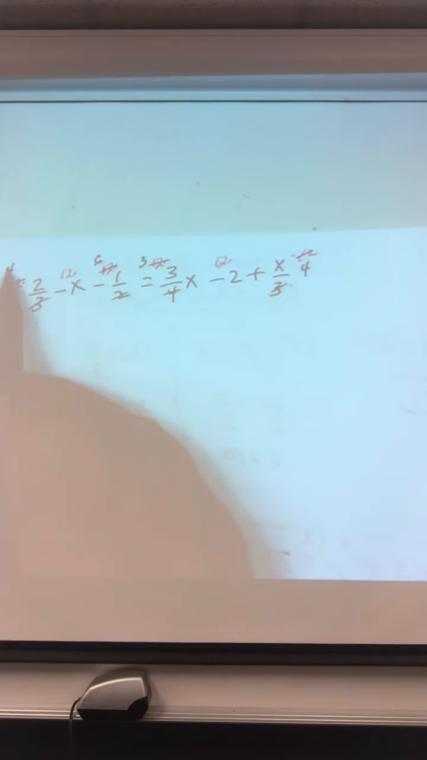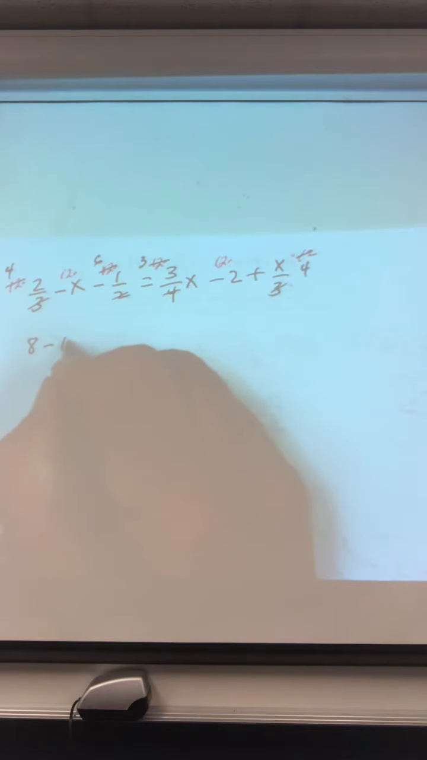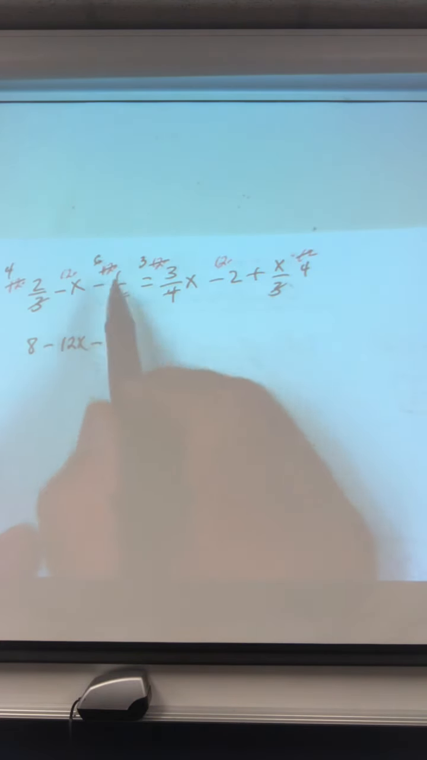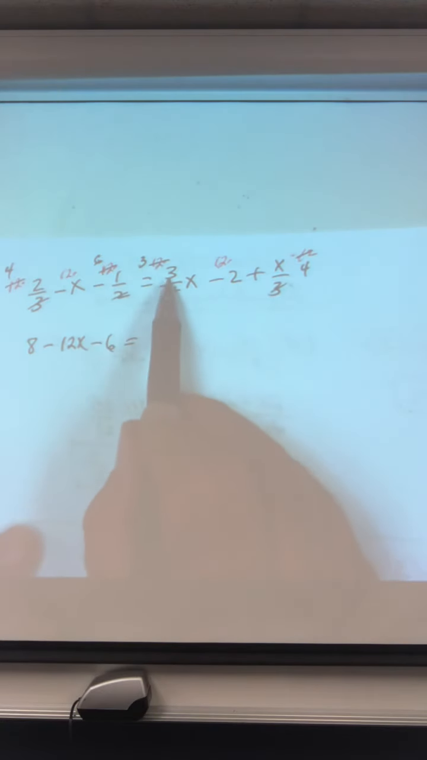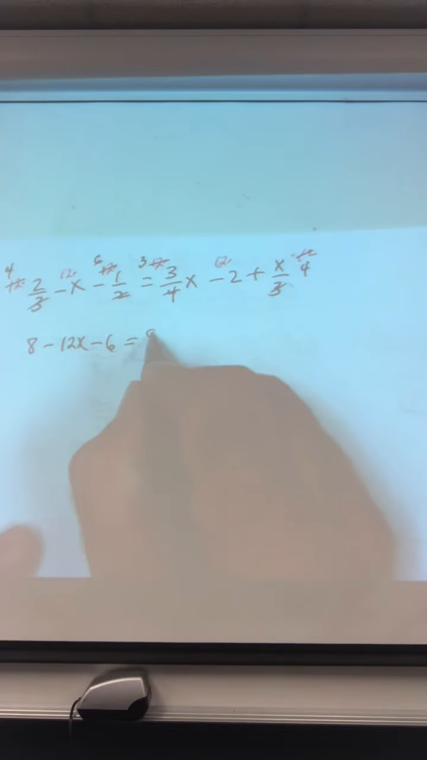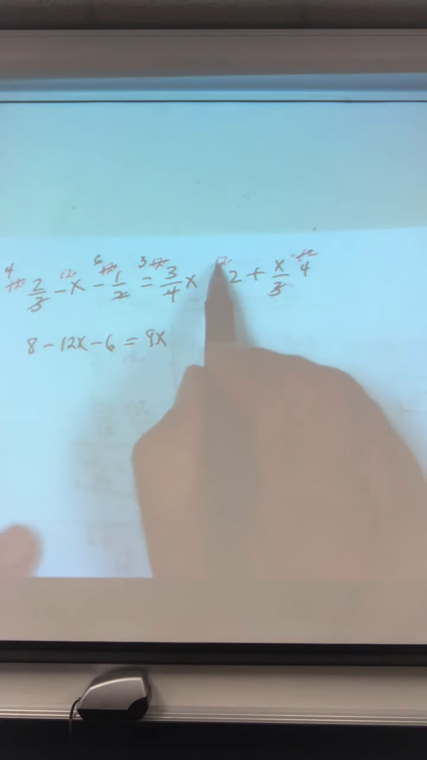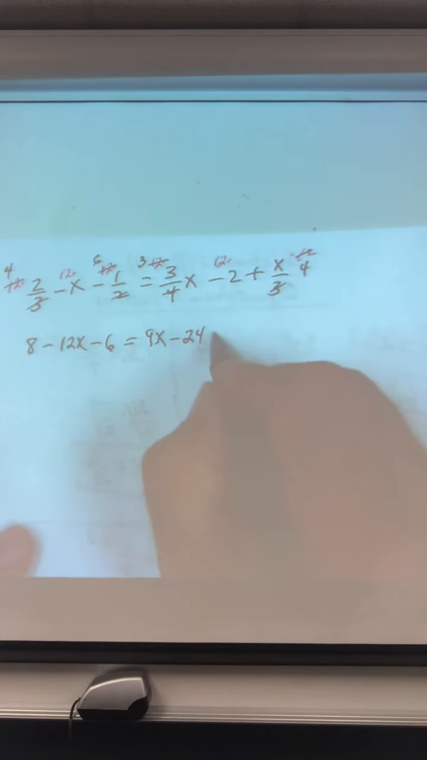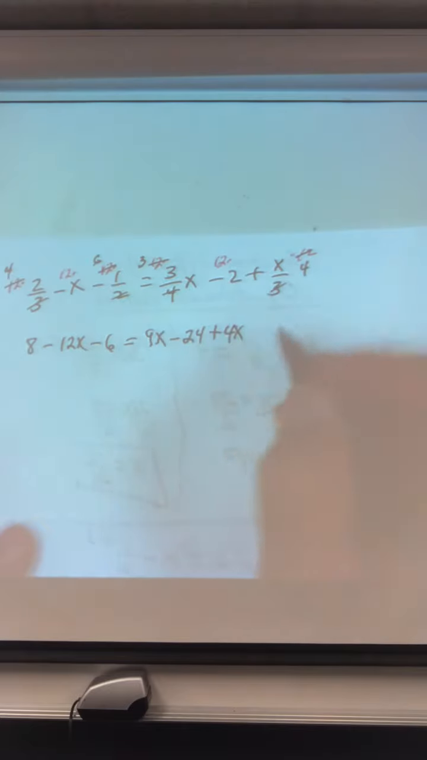So here we go. 4 times 2 is 8, minus 12 times x is 12x, minus 6 times 1 is 6, equals 3 times 3x is 9x, 12 times 2 is 24, and then plus x times 4 is 4x.